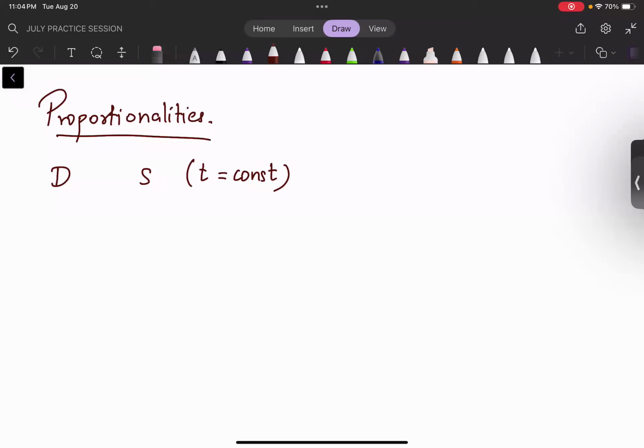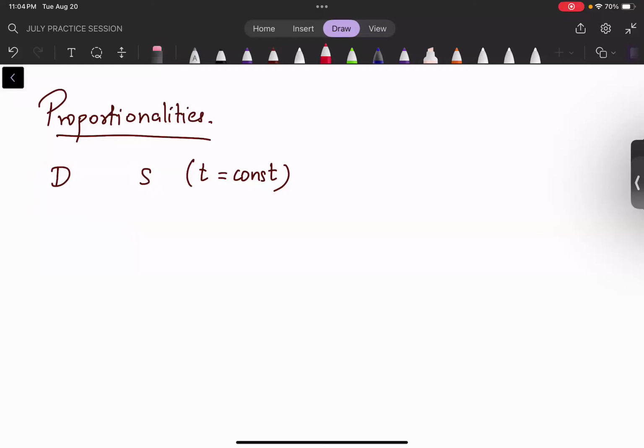Proportional. Think it this way: more speed means more or less distance? More speed will travel more distance. So if speed is more, distance is more. If speed is less, distance is less. So they are directly related. If both are more, or both are less: more speed, more distance, and less speed, less distance. Okay, so they are directly related.